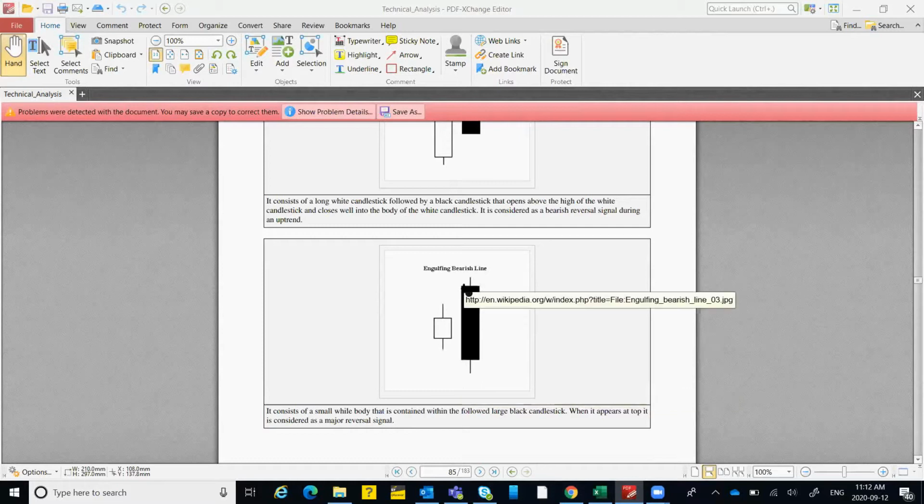So we call it a bearish engulfing pattern. Why do we call it engulfing? Because this bearish candle engulfs the previous small candle. So we call it the bearish engulfing pattern, and it is also considered a reversal signal, which will be followed by a downtrend.